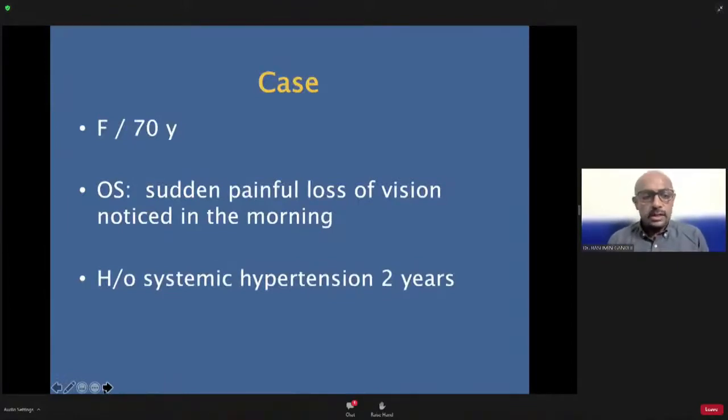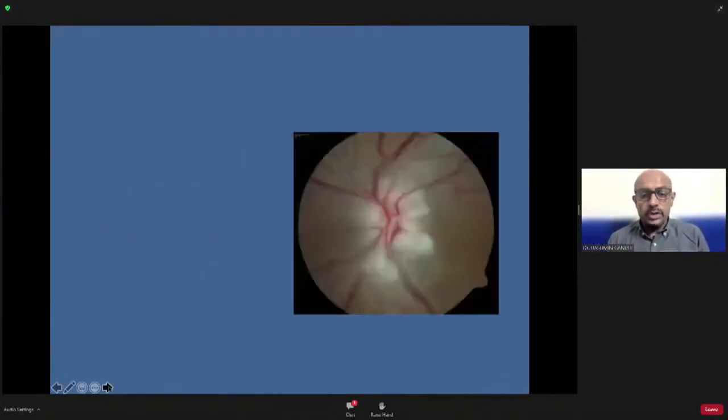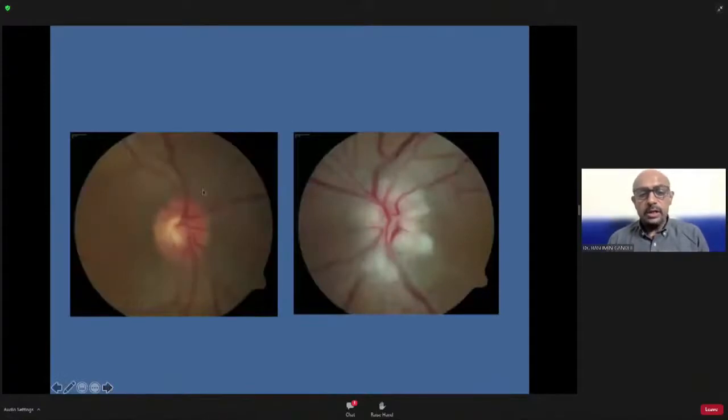The other case: a 70-year-old female, acute painful loss of vision. The patient was complaining of headache, and there is a profound visual impairment. And here you see the right eye optic disc is fine with a normal cup, while the left eye disc has a lot of disc edema, with what we call a pallid disc edema.